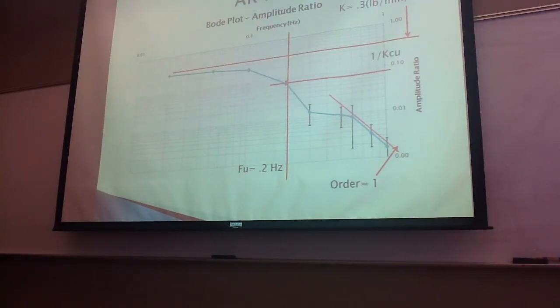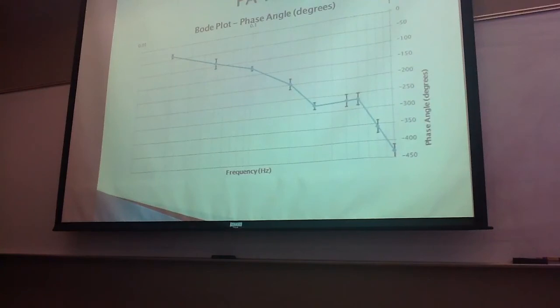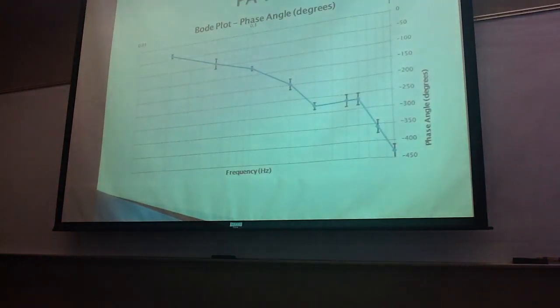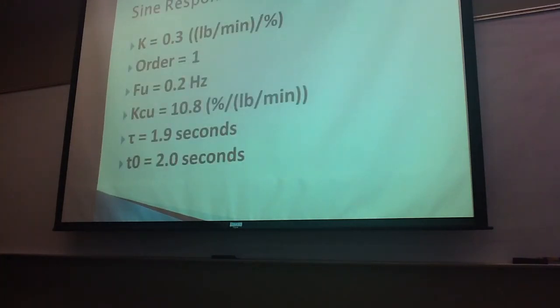And here's the bottom half of the Bode plot, just phase angle versus frequency. And here were our experimental results for the sine response. K is in pounds per minute per percent, 0.3, order 1, ultimate frequency 0.2. You guys can read that.